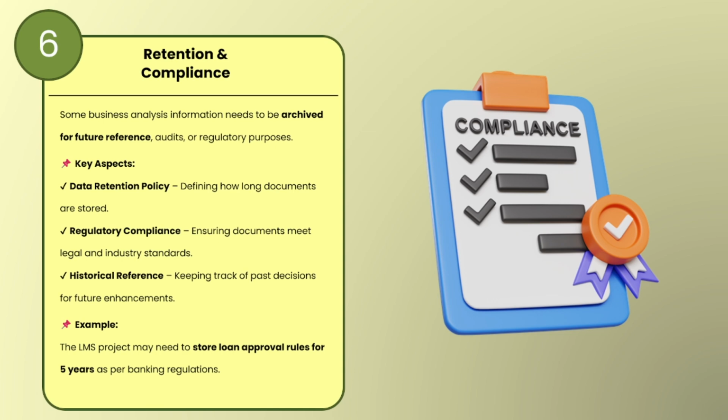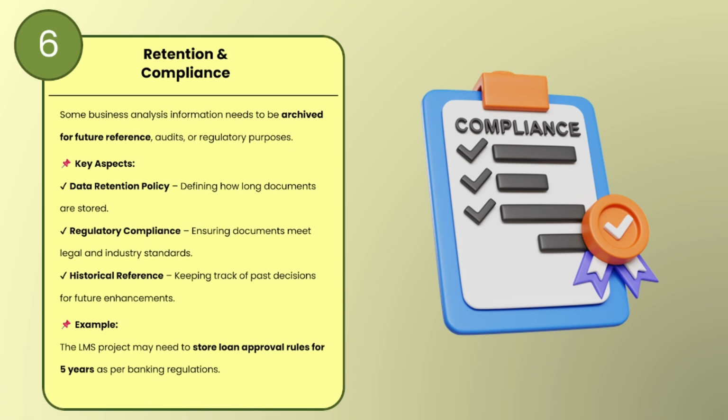Then historical reference, keeping track of past decisions for future enhancement. This is again very important. Why do we do this? Because it is helpful to save old records. So when we improve or update the system later, we know what decisions were made before and why. This historical reference makes future work easier and faster.